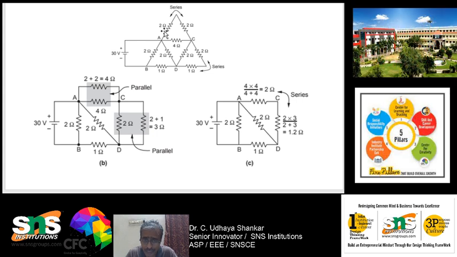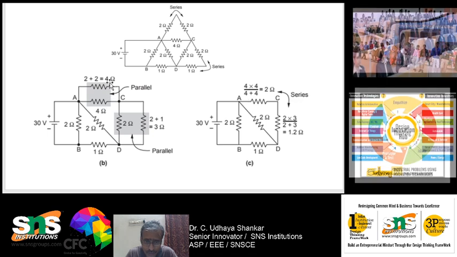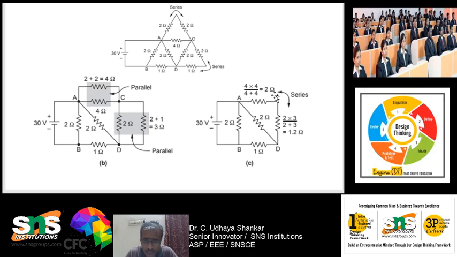So you can see that 2 ohm and 2 ohm will be 4 ohm. And similarly, this 4 ohm and this 4 ohm will be connected in parallel. Similarly, here you can see that this 3 ohm and this 2 ohm are connected in parallel. So finally, 4 into 4 divided by 4 plus 4 is the equivalent of this parallel circuit, and you will be getting 2 ohms.